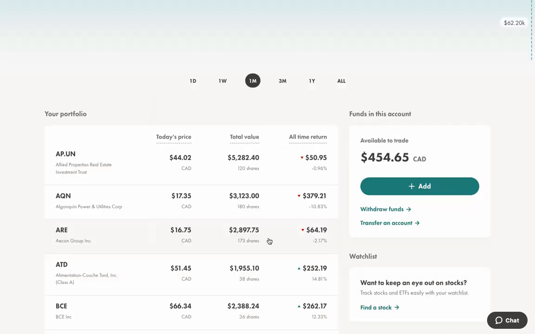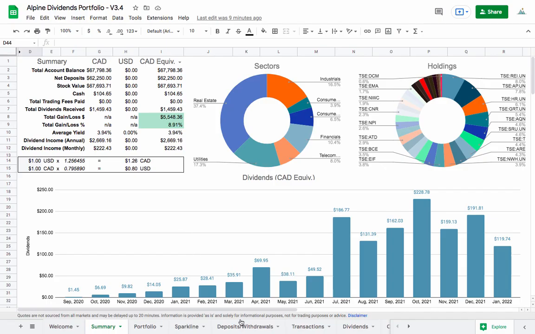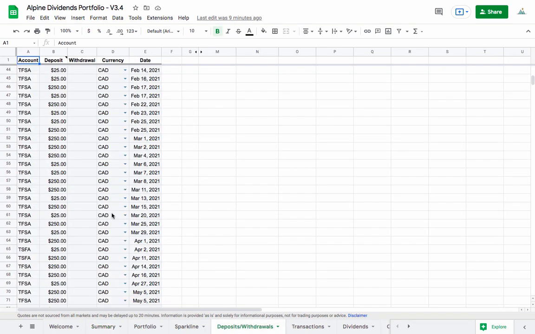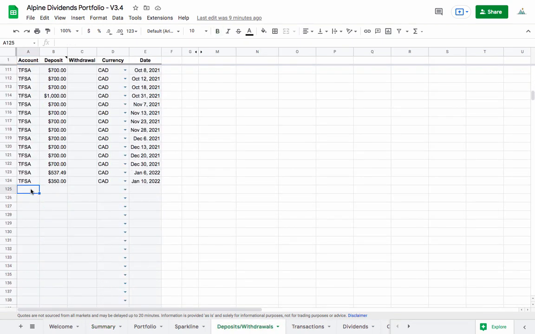And once that's in, I'm just going to jump back into the spreadsheet and first of all log the fact that I just made a deposit. So I'm going to come down here to the bottom and we're going to indicate that we put this in the tax-free savings account for another $350 Canadian, and today is January 14th, 2022.